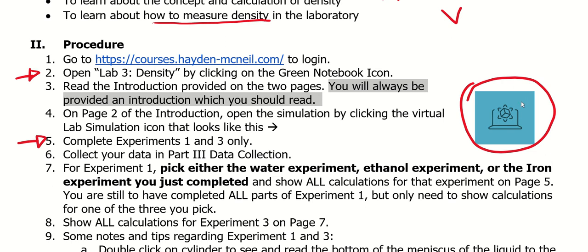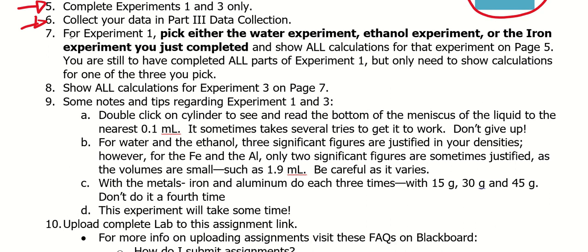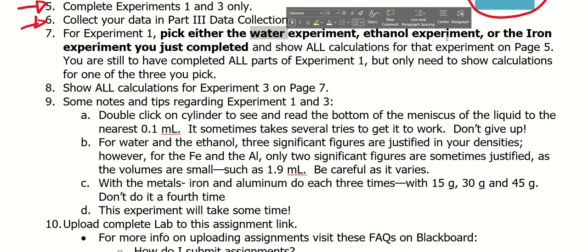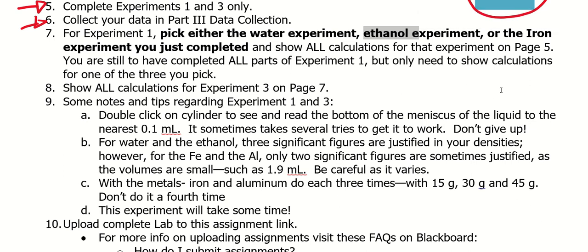From there you are essentially going to collect all your data in part 3, data collection. Now, some really important information regarding these experiments 1 and 3. For experiment 1, there are 3 portions to it, and you'll see right now when I scroll down and get to the data collection part. For experiment 1, there's a water experiment, an ethanol experiment, and also an iron experiment. So there are 3 parts to experiment 1. You're going to do all of them, okay?